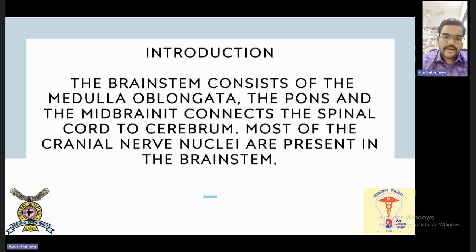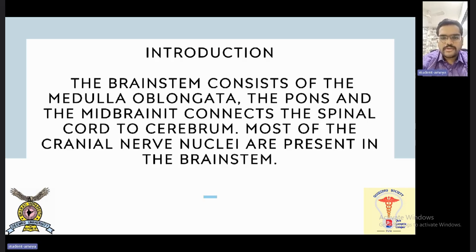So before diving into the topic of brainstem syndromes, which is a very important topic in neurology, covered as brainstem syndromes and also as a part of stroke. The brainstem is basically made up of the medulla, pons, and midbrain, and it connects the spinal cord to the cerebrum. This is the basic anatomy that we should be aware of.